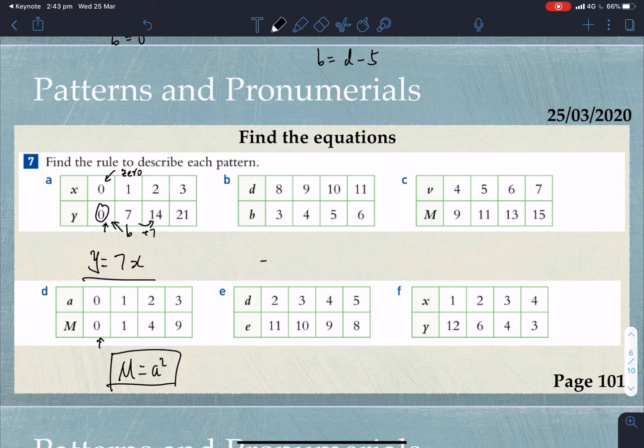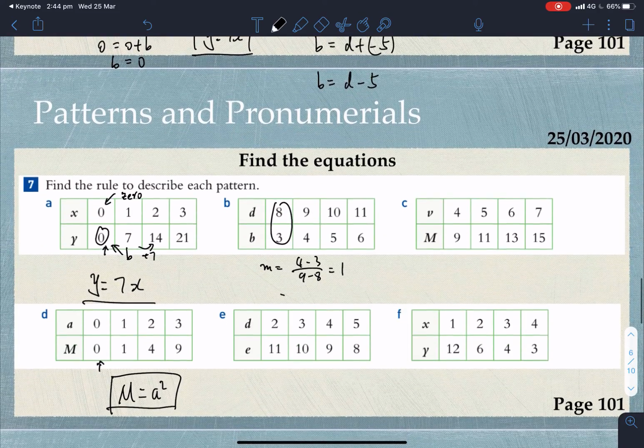This one is a difficult one, so ignore this one. Let's see the others. Look at this one here. So M is 4 minus 3 over 9 minus 8, so it's 1. Okay, good. It looks like it's okay. So m is 1, so y equals to x. B, that's a little bit hard to work out. So let's use the first couple. Wait, did we do this already? Oh yeah, we did this already.